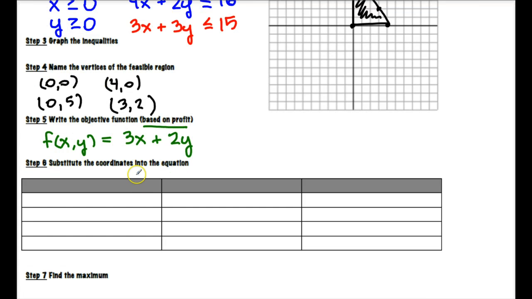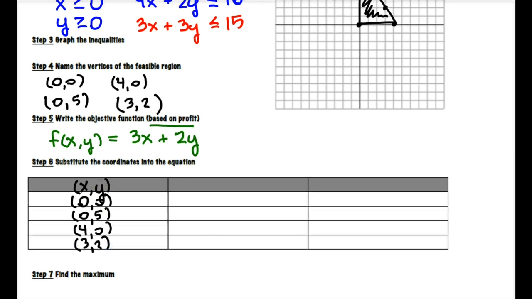Now I'm going to go down to this table right here, and I am just going to substitute my 4 different vertices into this objective function. Okay, so in this column right here, my inputs are going to be ordered pairs, x comma y, and so my four vertices are (0, 0), (0, 5), (4, 0), and (3, 2). To find the actual outputs, we're going to plug these into, again, our profit function, 3x plus 2y.